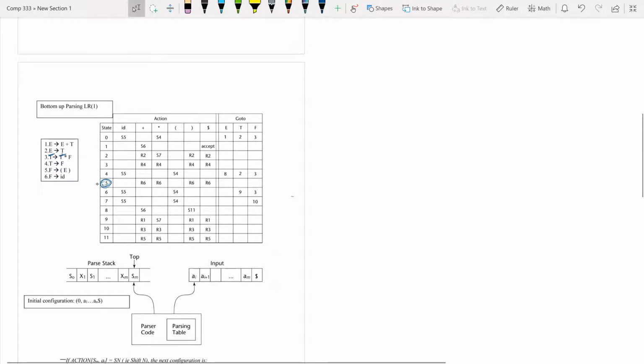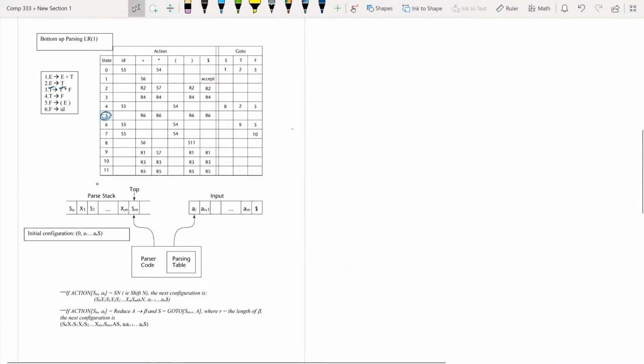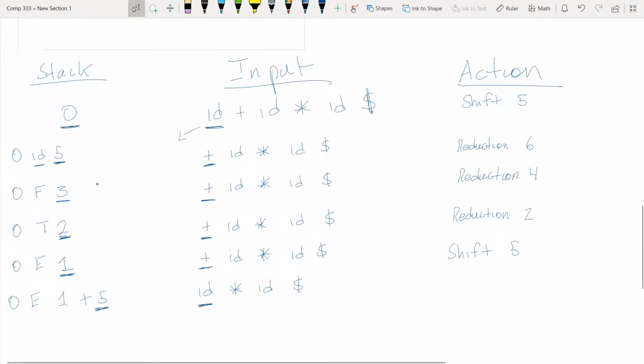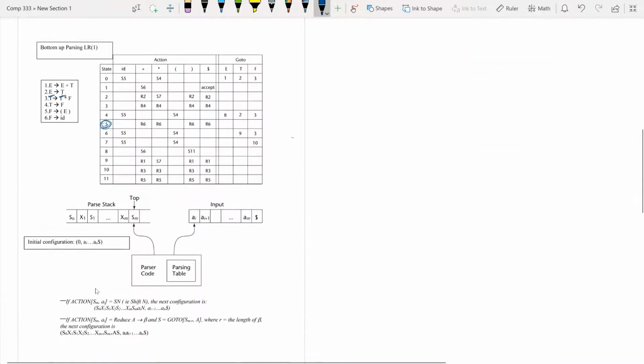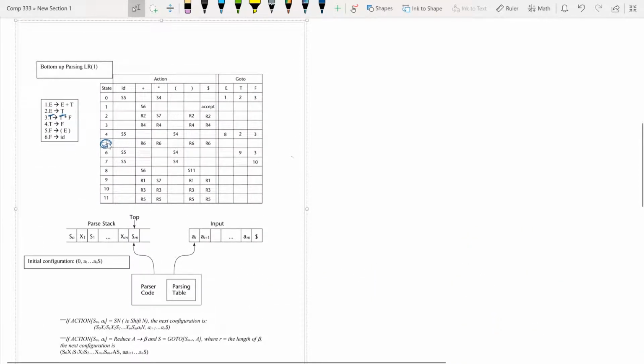and we have 5. Wait, did I do that right? 5 and ID. Something's not right. What did I do? We just shift 5. The plus gets turned over, and we get the 5. Hmm. The plus comes over, and we get the 5. 5 and ID. It's weird. Why are we getting an error? 5 and ID. Did I do something wrong?